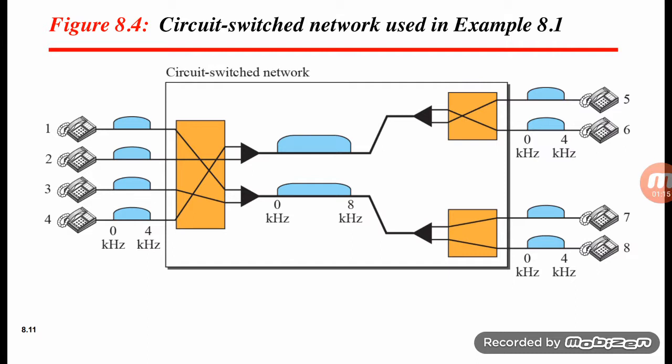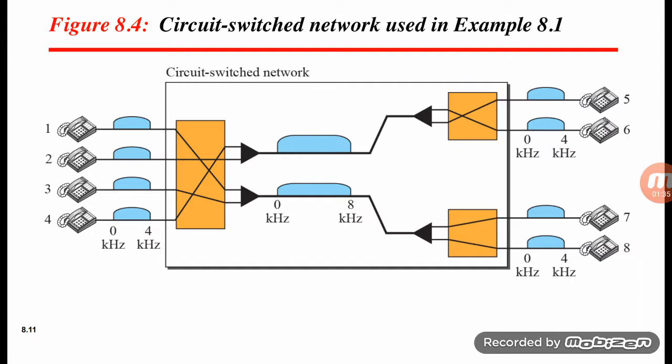So this one you see is from 0 to 8 kilohertz, while this one is 0 to 4 kilohertz. Why? Because the line in the middle can carry the data from two users at the same time, because you see here there is a multiplexer. So they are multiplexing the data of two users. Each user is taking 4 kilohertz. So two users will take 8 kilohertz.